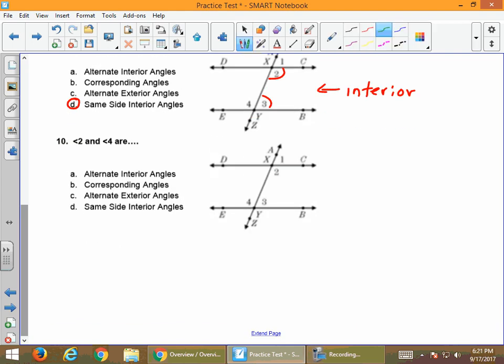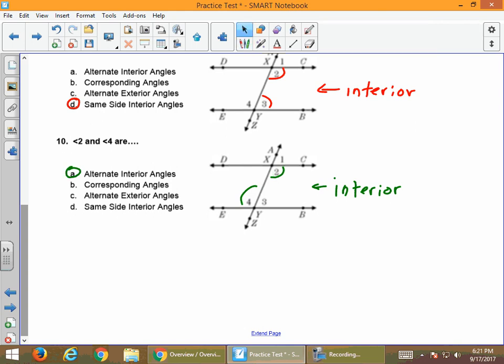Number 10, let's talk about angles 2 and 4. Again, they are interior angles. They are inside the two lines. So they are interior, but now they are not on the same side of the transversal. They are on opposite sides. So this is alternate interior angles.